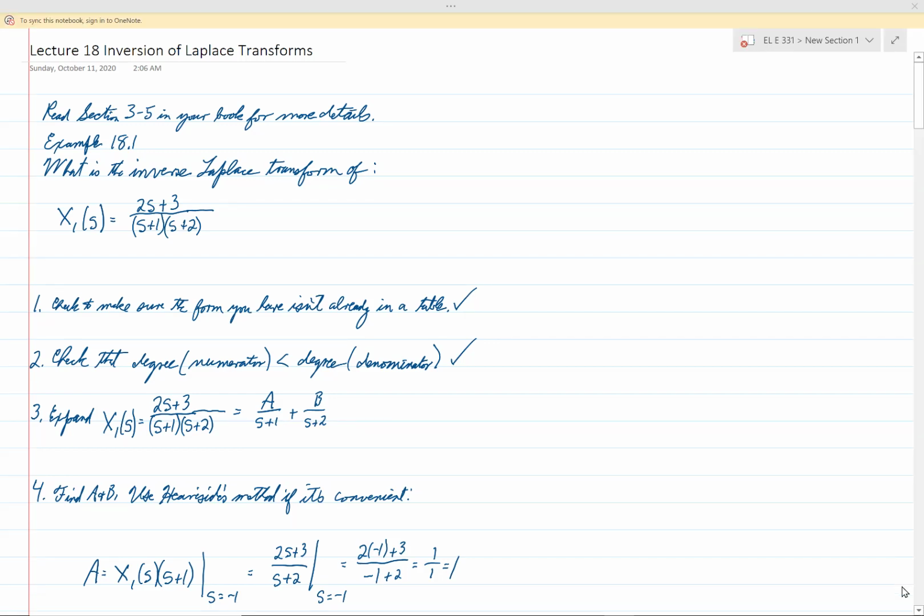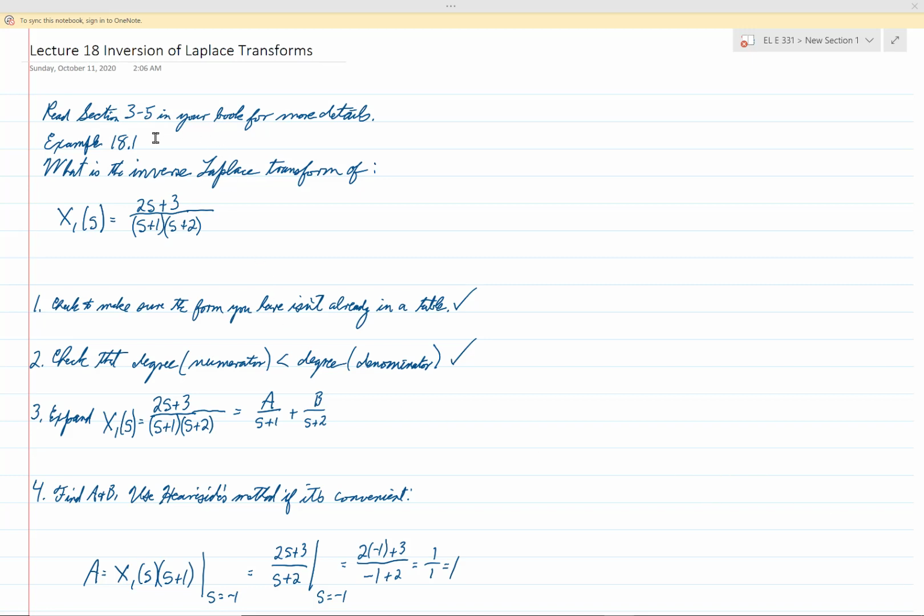In this lecture we will talk about inversion of Laplace transforms, and I will predict that this will be one of your favorite topics in this course. This is sort of a fun thing to do once you get the hang of it. So let's jump right in.